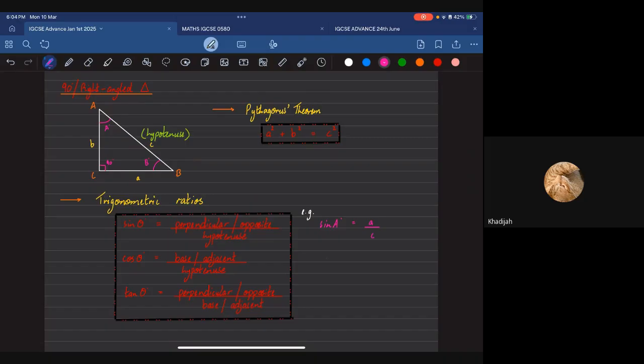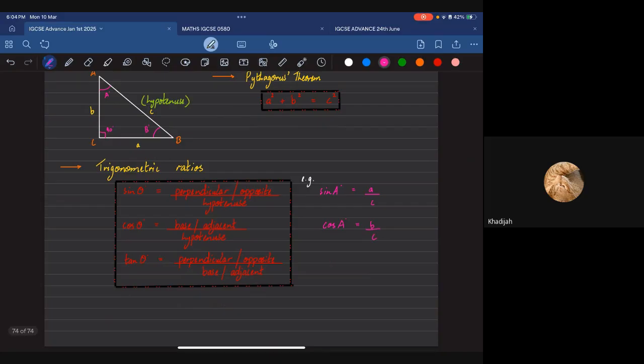Similarly, if you do cos of A, the base or the adjacent side is going to be relative to the angle that you're choosing. So this is A, this seems to be the adjacent side. The reason why this is not considered the adjacent side is because it is also the hypotenuse. So it is going to be B over C. And last but not the least, you've got tan of A, which is going to be equal to perpendicular over base, and the adjacent side is B.